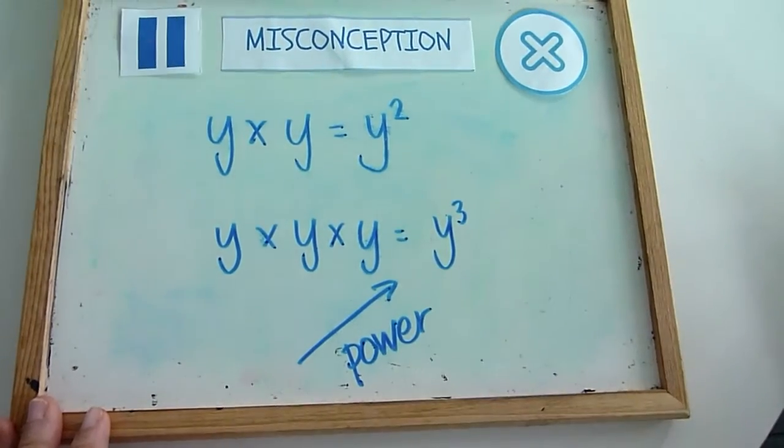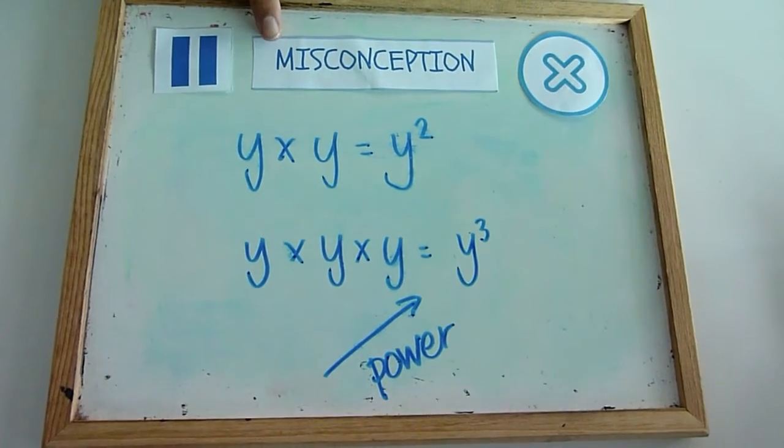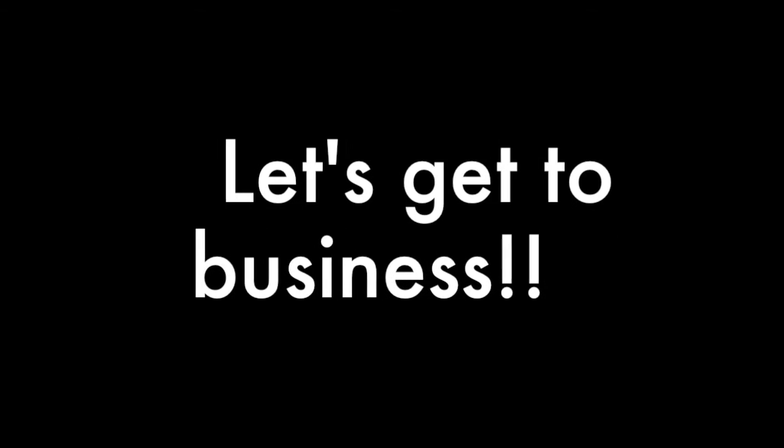Still unclear? Pause the video and try to replace the alphabet with numbers. It will help you to understand better before we move on. Phew, that was a lot of explaining then. Let's get to business, people!